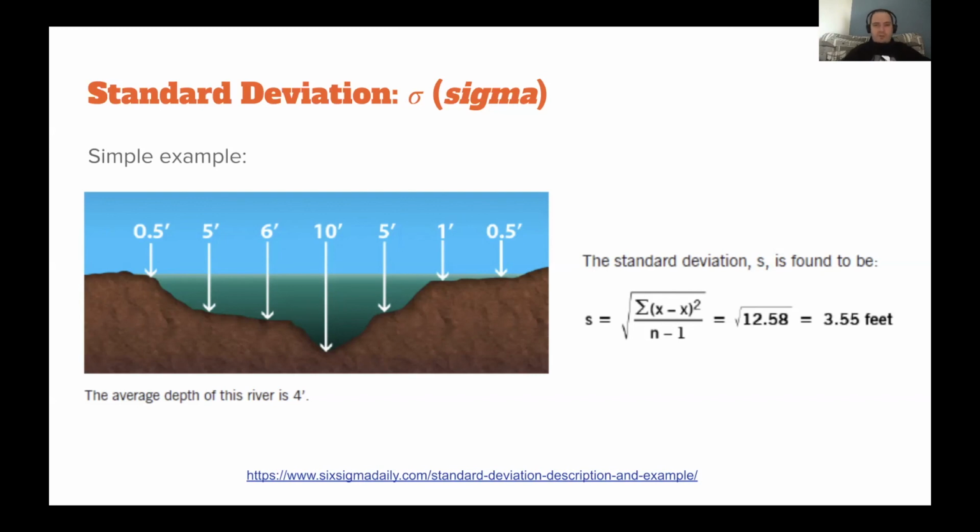Now, of course, how deep is this river is not a question that has one answer, because the depth is different in different places of the river, right? So you can't just say it's this or that. So you could say, for example, the average depth of this river is 4 feet, and it actually is. If you take this plus this plus this plus this plus this plus this plus this, and then divide it by 7, you will get 4.